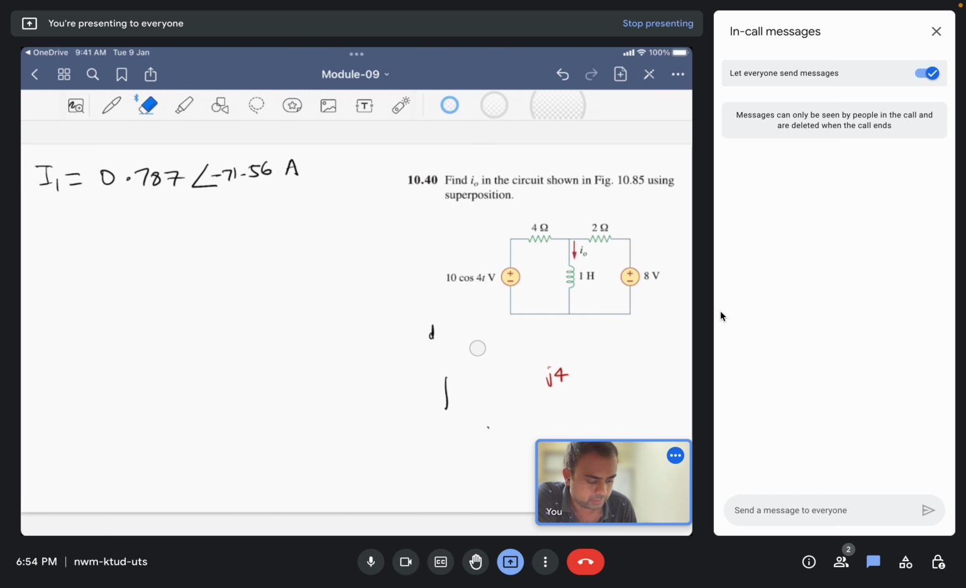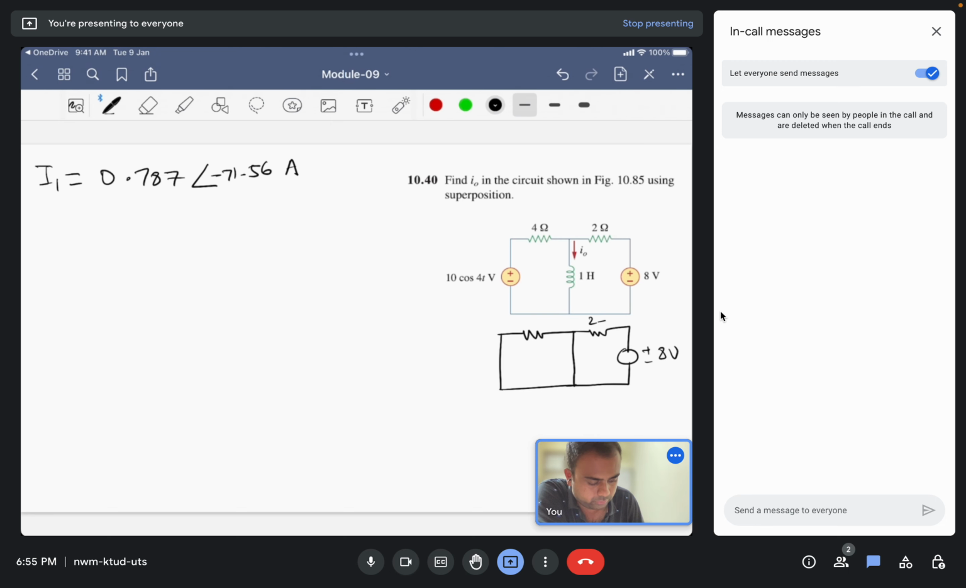So with the DC supply, the inductor will be a short circuit, with the 8 volts, 2 ohm and 4 ohm. No current will flow through this part of the circuit because this is a short circuit here. So the total current drawn by the inductor, I2, will be simply 8 by 2, that is 4 amperes. This resistor will only take the part.